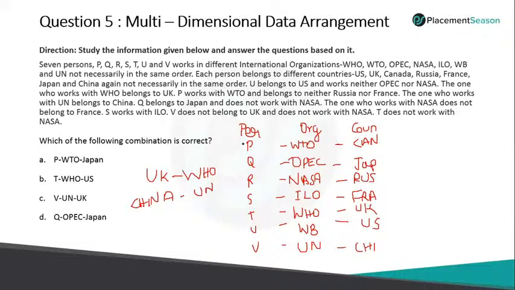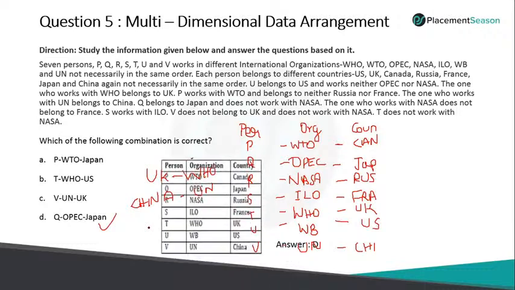Now we'll see the question. Which of the following combinations is right? PWA Japan, PWA is Canada, so it's wrong. TWHO US, TWHO is UK, it's wrong. VUN UK, VWB US, it's wrong. QOPEC Japan, yes, it is right. Option D, right? Yes, this is the solution, and the answer is D.